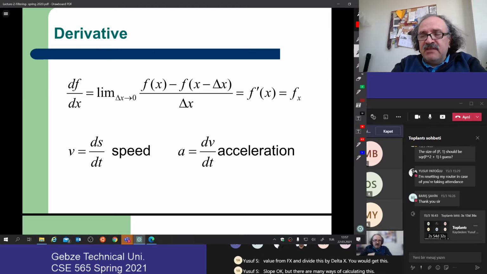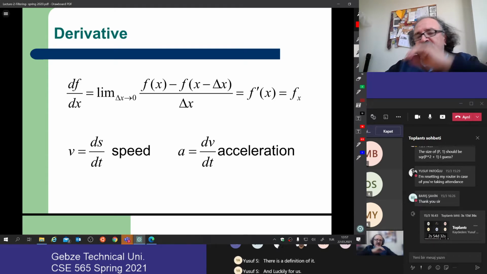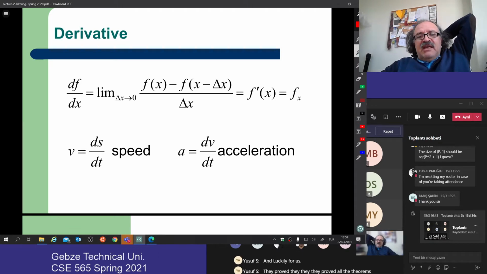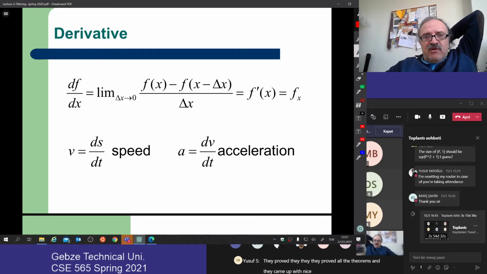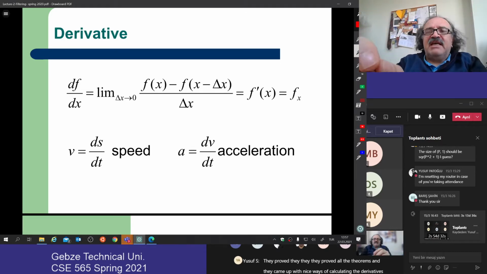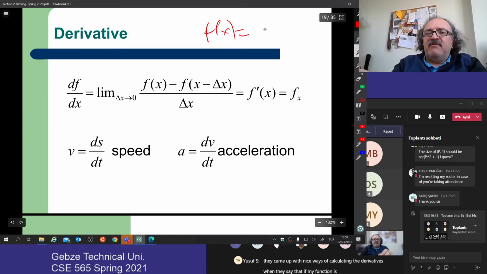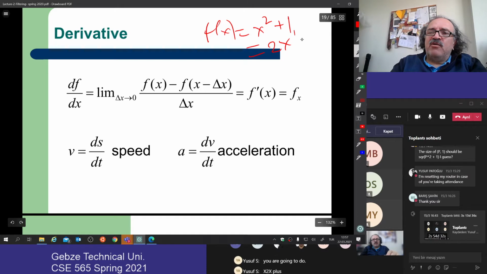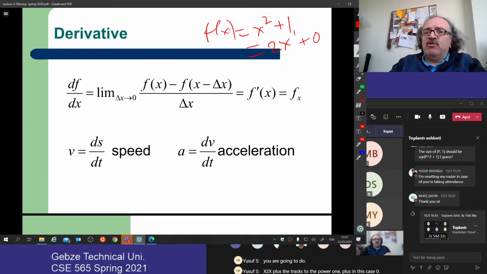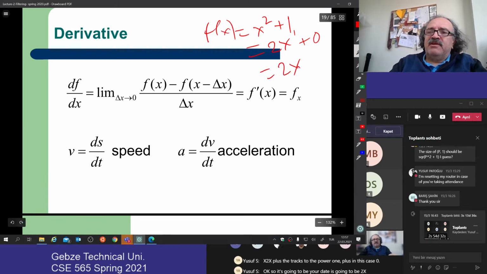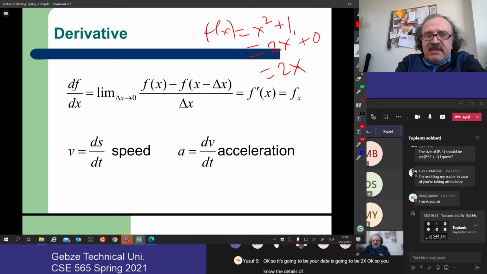Okay, so there are many ways of calculating this. There is a definition of it, and luckily for us, they proved all the theorems, and they came up with nice ways of calculating the derivatives. They say that if my function is x squared plus 1, we know a way of calculating this. In this case, you are going to do 2x to the power 1 plus, in this case, 0. So your derivative is going to be 2x. Okay, you know the details from your calculus classes.